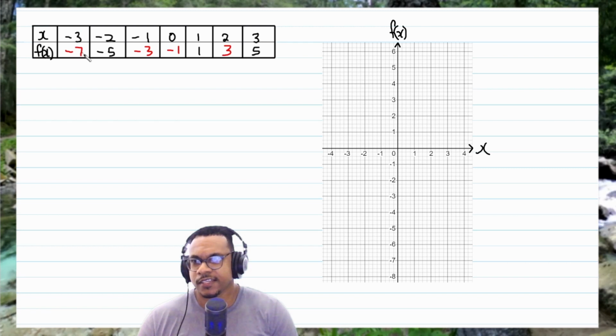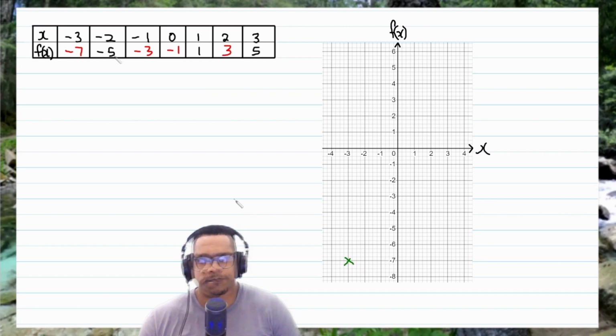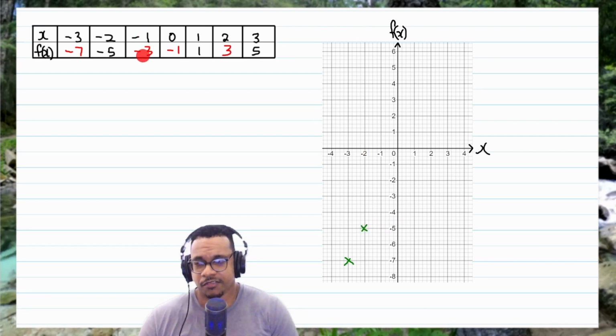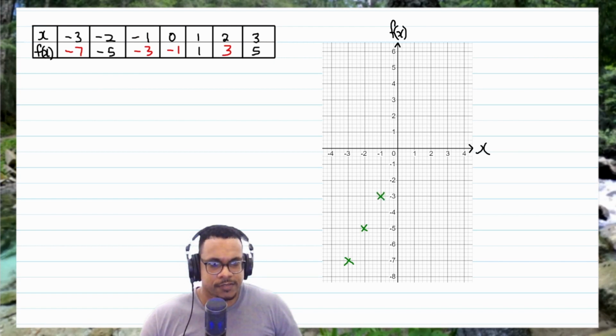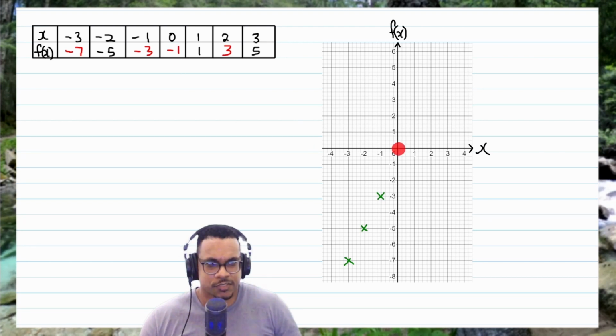So I have -3 on the x mapped to -7 on the y. So that'll be down here. Then I'll have -2 on the x mapped to -5 on the y. So that'll be here. Then I have -1 on the x mapped to -3 on the y. So that'll be right here. Then I have 0 mapped to -1. So that's 0 on the x-axis, which will be right here, and -1 on the y-axis, so that'll be right here.